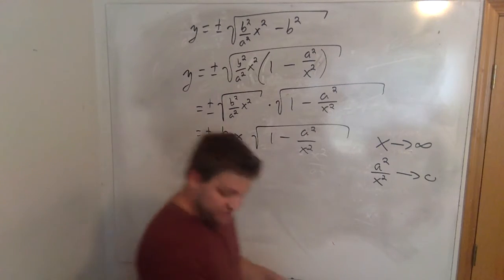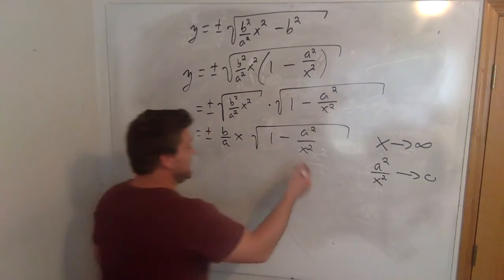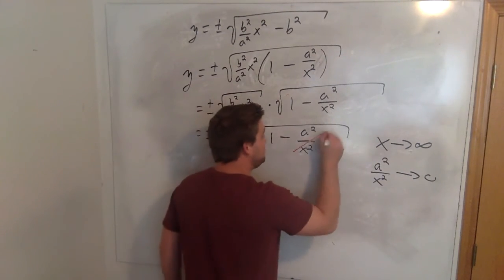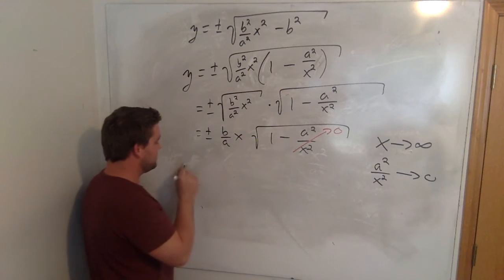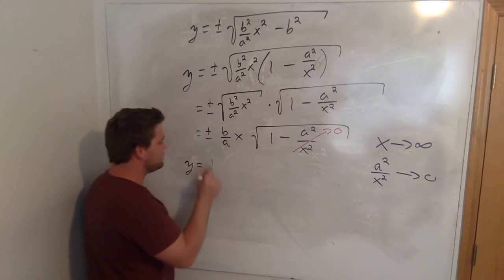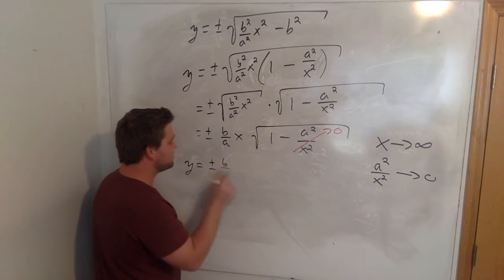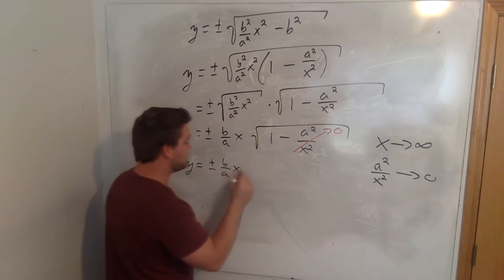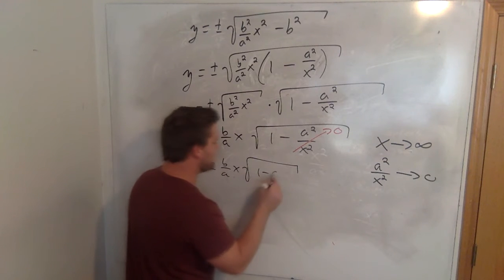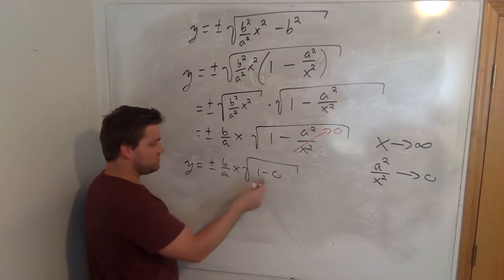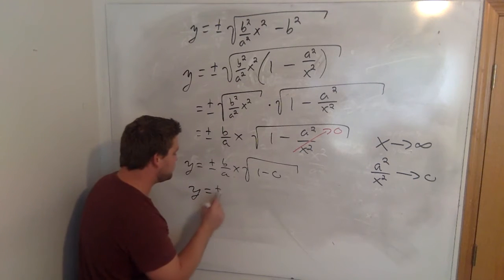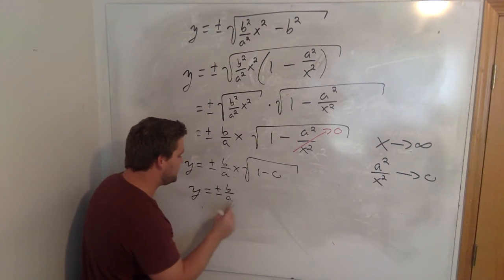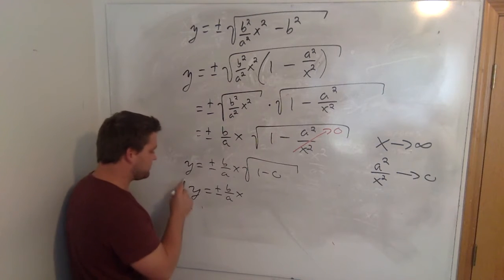That's great news, because as x gets really, really big, this piece gets closer to 0. So we just get y is equal to plus or minus b over ax times the square root of 1 minus 0. Well, that's just the square root of 1, which is just 1. So we get y is equal to plus or minus b over ax.